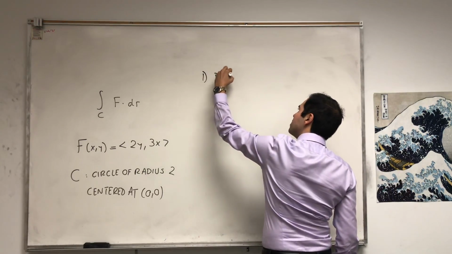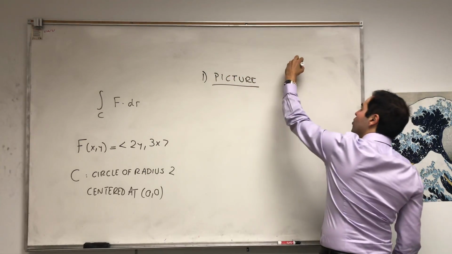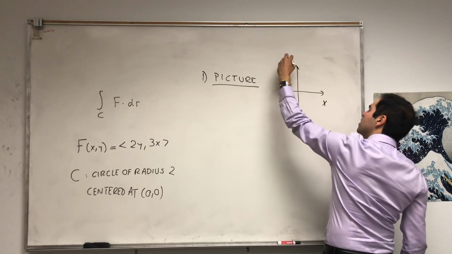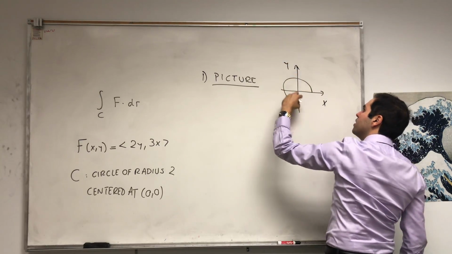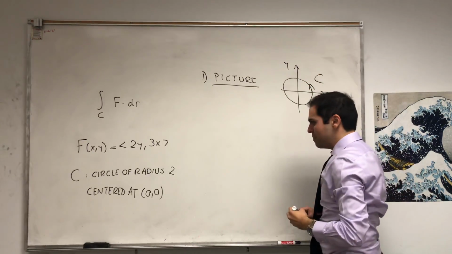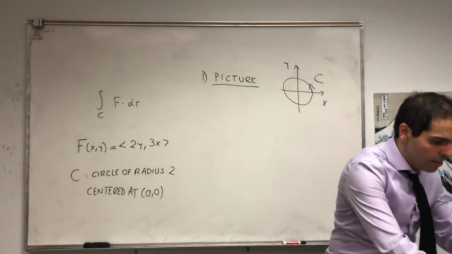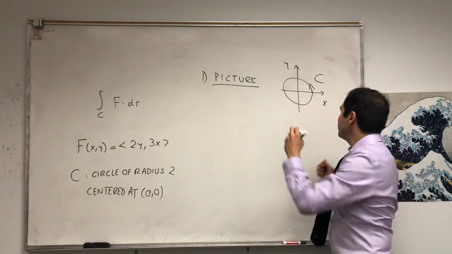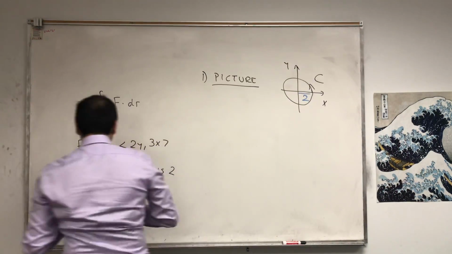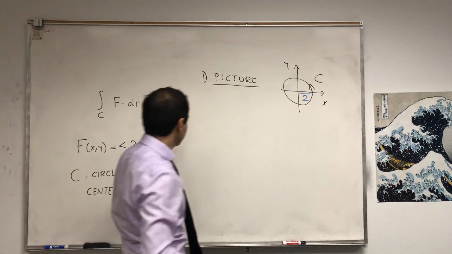So as usual, let's draw a little picture. It's just a circle of radius 2 in the xy-plane. So that is C, and unless otherwise specified, it's in the counterclockwise direction. So circle of radius 2 in the counterclockwise direction. Then the next step is to check whether F is conservative.